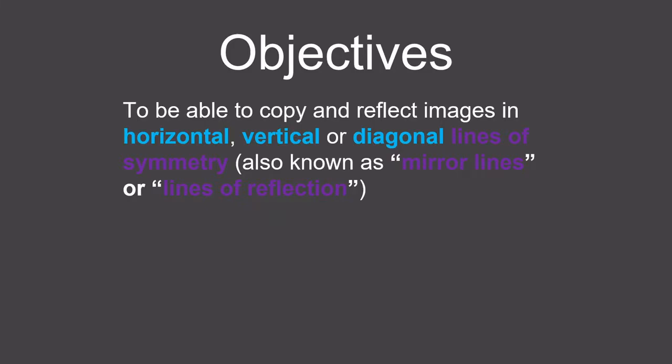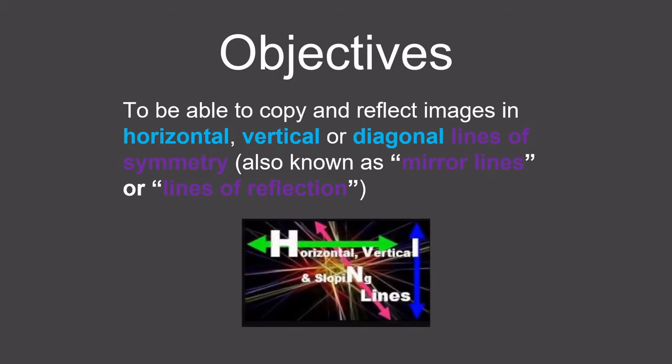Let's get into it. First of all, today we're just going to focus on reflecting in horizontal, vertical, or diagonal lines. Now we call these lines of symmetry, or mirror lines, or lines of reflection. You need to be familiar with the correct vocabulary in order to access full marks on these types of questions. Now, you will only ever be asked to reflect in perfectly horizontal, vertical, or diagonal lines. If you're not familiar with the equations of horizontal, vertical, or sloping lines, you may want to check out my video with that title. I'll make sure I post it down in the description box for you below.